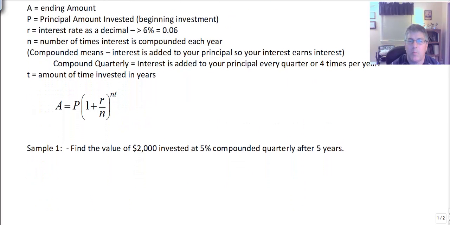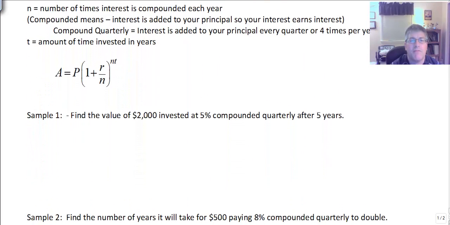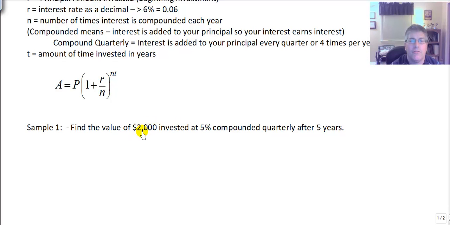Let's take a look at a sample problem. Let's say we want to find the value of $2,000 invested at 5% compounded quarterly after 5 years. So how much money are we going to have after 5 years if we earn 5%? Well, it's not going to be $100 five times. It's going to be a lot more than that. So let's take a look and see. So we want to find A. We want to see what that dollar amount is.